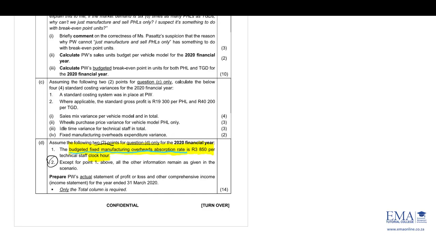Then they say the required, and now it requires us to prepare an actual statement for the year ended 31 March 2020. So that's the information that we need to know. There's also an important thing that you need to know. They said only the total column is required, which means this company is likely to be producing more than one product, but we are only required to prepare a total column, which means we are supposed to prepare the actual statement for the whole company. We're not going to look at individual products. We're going to look at the whole company of PW.